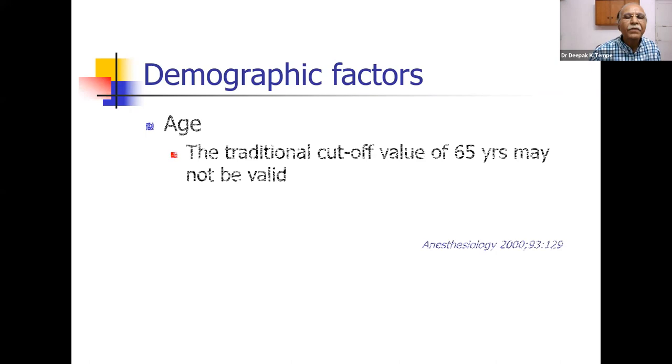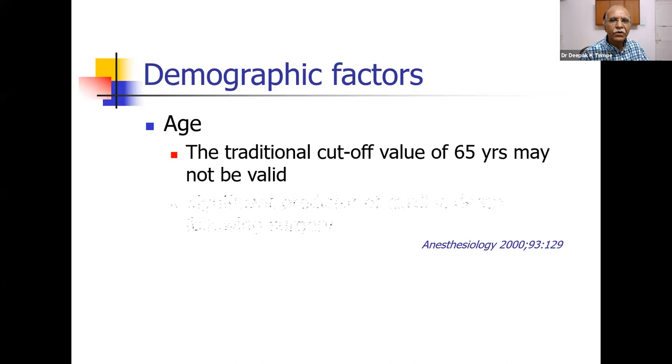Now, the traditional cutoff value of 65 years may not be valid in the current era where the average life expectancy has improved. The WHO classifies the 65 cutoff as the young old, that's what they say. And the actually old people are beyond 85 years of age. So we may have to take into account that the age we need to consider is the physiological age and not the actual age in terms of numbers.